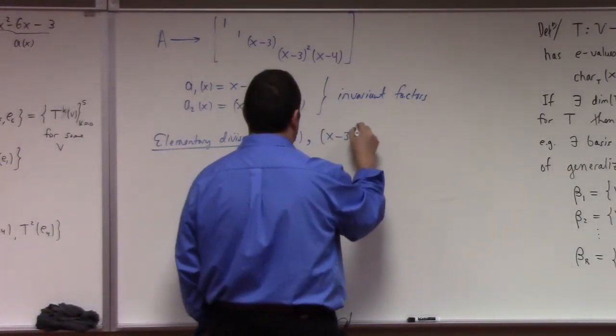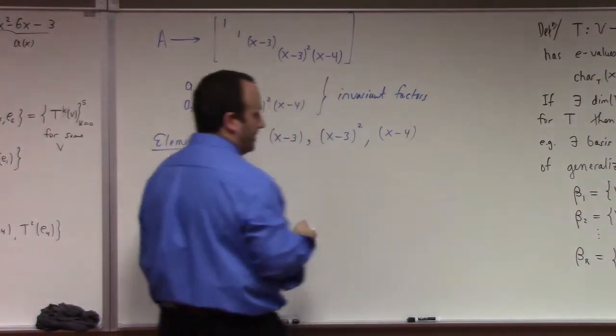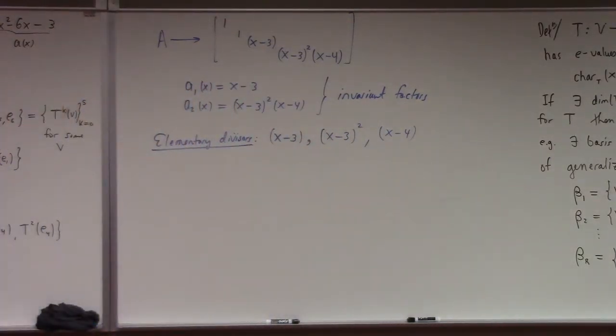It's x minus 3, x minus 3 squared, and then x minus 4. The product of the elementary divisors will also be equal to the product of the invariant factors. They always match up in that sense. They always multiply all together to give the characteristic polynomial, for one thing. The largest invariant factor is the minimal polynomial. But with these two bits of data, I can tell you what the rational canonical form is for this matrix.